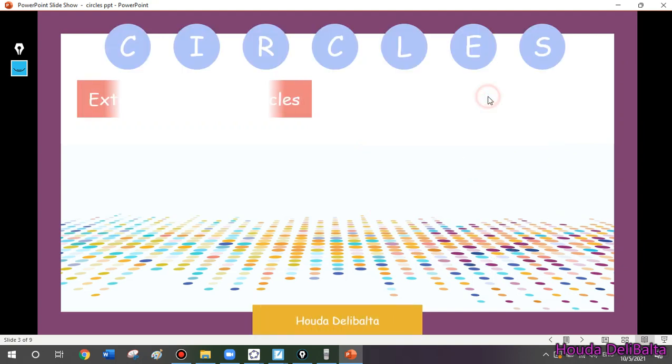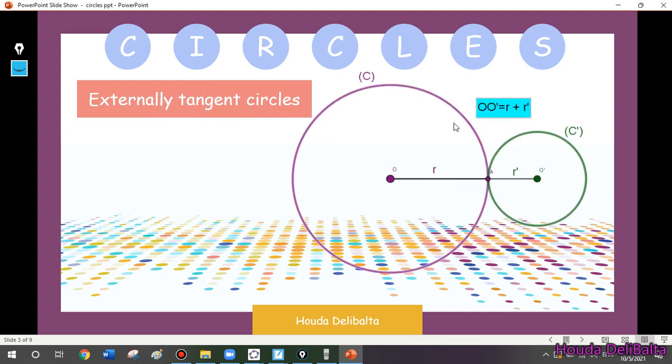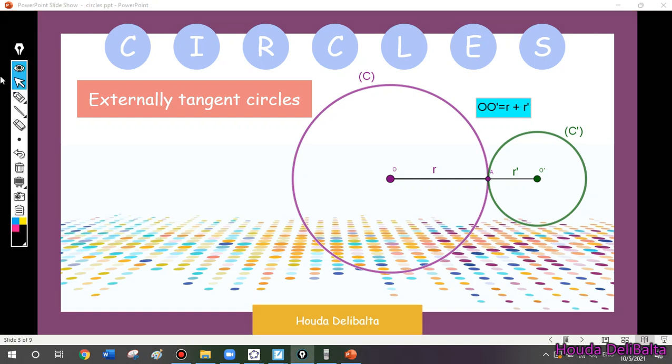Now we have also the externally tangent circles. Here are the externally tangent circles. We can put the circle here or here, no problem. So we can make it externally from that side. And as you see, OO prime, the distance between the centers, is exactly equal to R plus R prime.